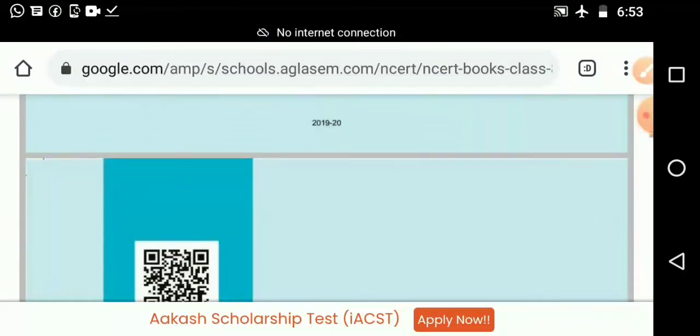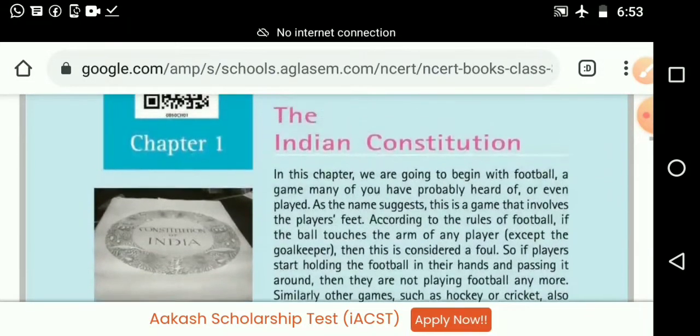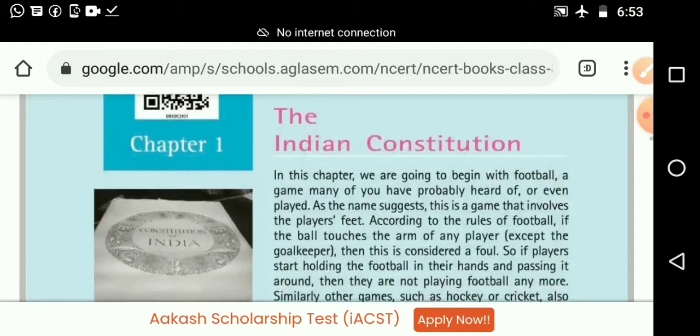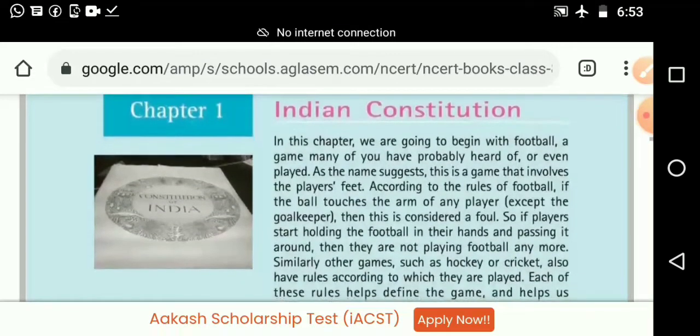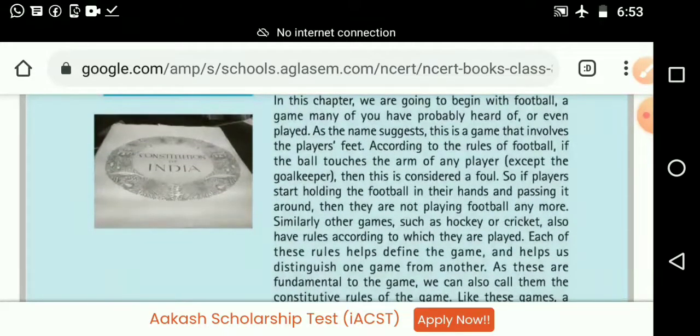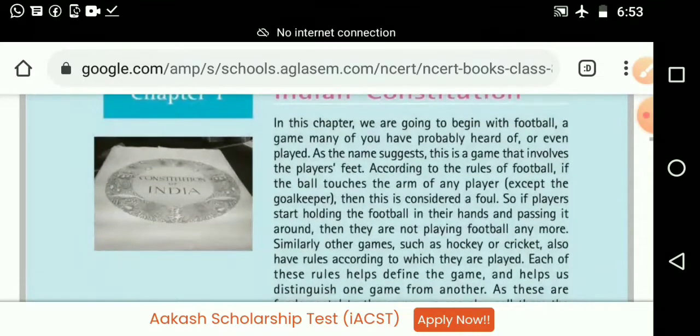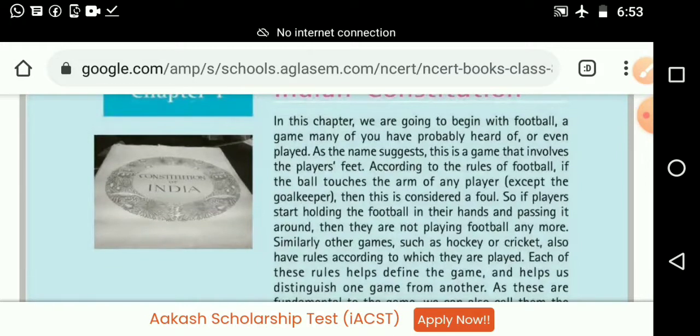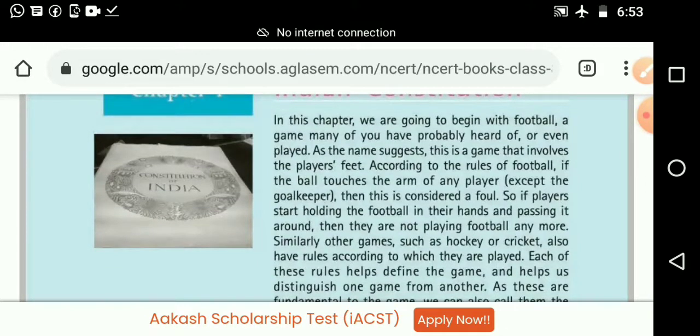Then we are moving to the chapter introduction, the Indian constitution. This chapter we are going to begin with football, a game many of you have probably heard of or even played. As the name suggests, this is a game that involves the player's feet. Football, like basketball, is a group game. Each and every game has its own rules and regulations.